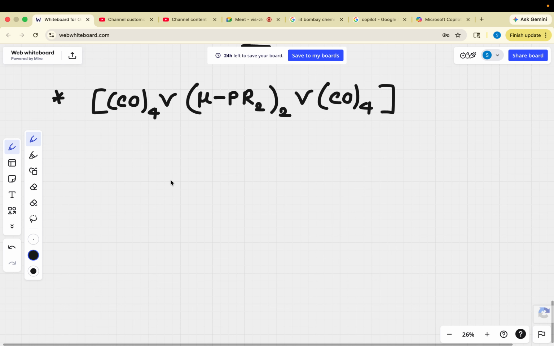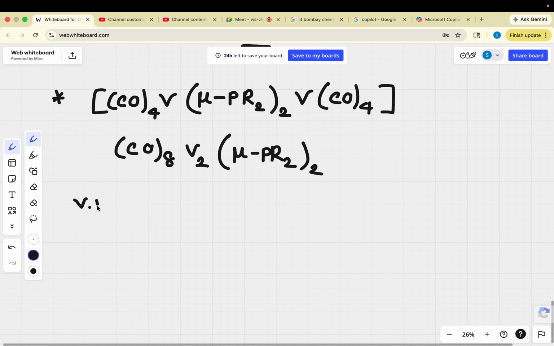So the answer is 3. Close, but not 3. The two metal centers are right. Two metal centers, correct. So basically if I write down in general, it will be CO whole 8, V2 and mu PR2 whole 2.